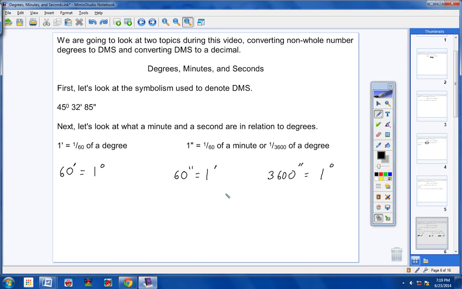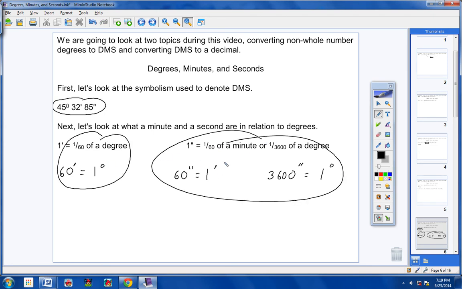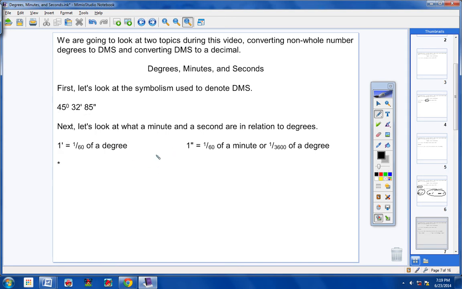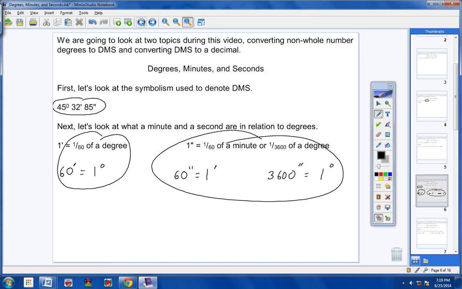All right. So let's review. I wanted you to be familiar with the symbolism, and I wanted you to understand what a minute is and what a second is. Okay, take really good notes on this. Now, let me stop and say this to you. Based on what I just showed you here, do you see this degrees, minutes, and seconds? See if this makes sense. You don't have to write this down. Just kind of watch this.